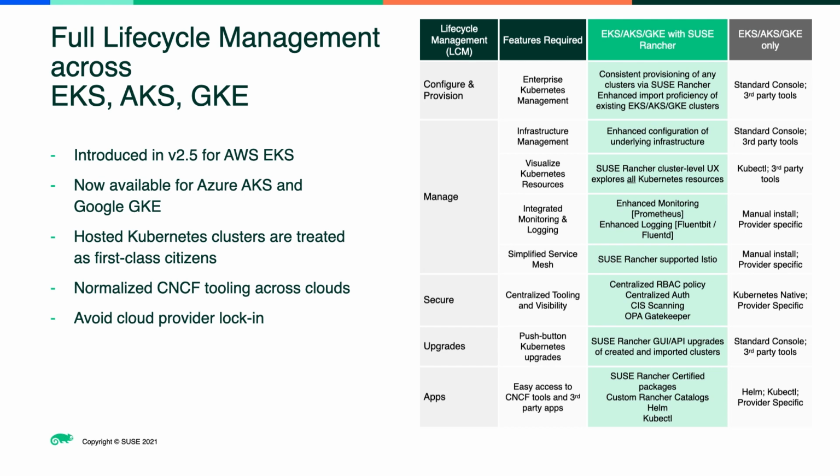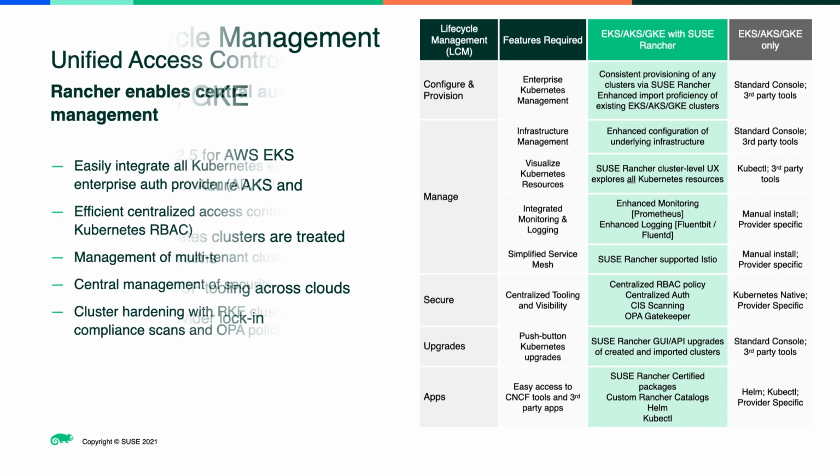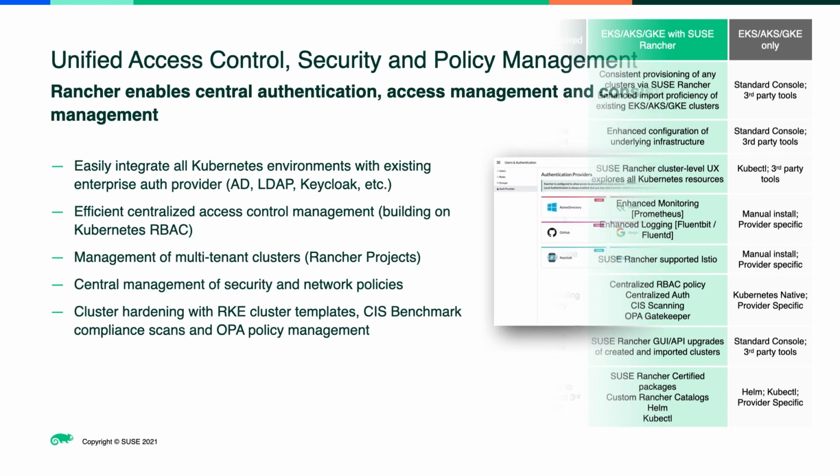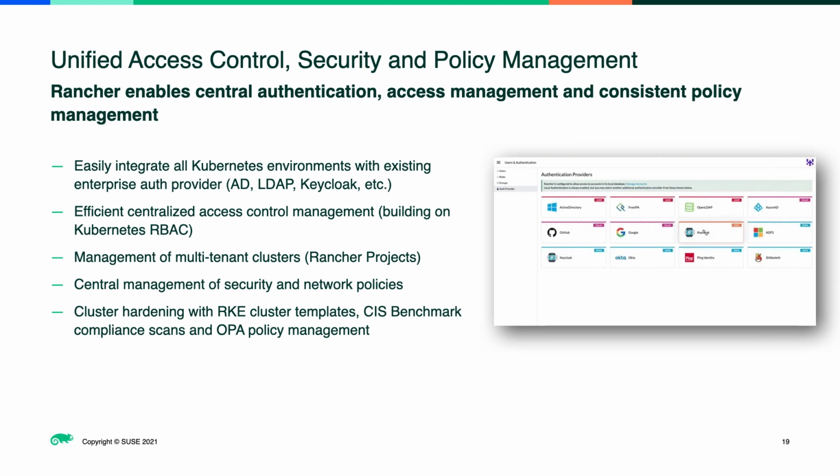SUSE Rancher also has first-class support for all cloud-hosted Kubernetes environments: AWS, Azure, and Google. This allows you to apply consistent processes and consistent interfaces, even if the Kubernetes cluster has not been installed by SUSE Rancher. Finally, SUSE Rancher has a powerful web UI and an even more powerful API in the backend. I will show you at the end in the demo that the UI is actually quite good to use, but remember that the API in the backend is actually better. So you can do more through the API than through the UI.